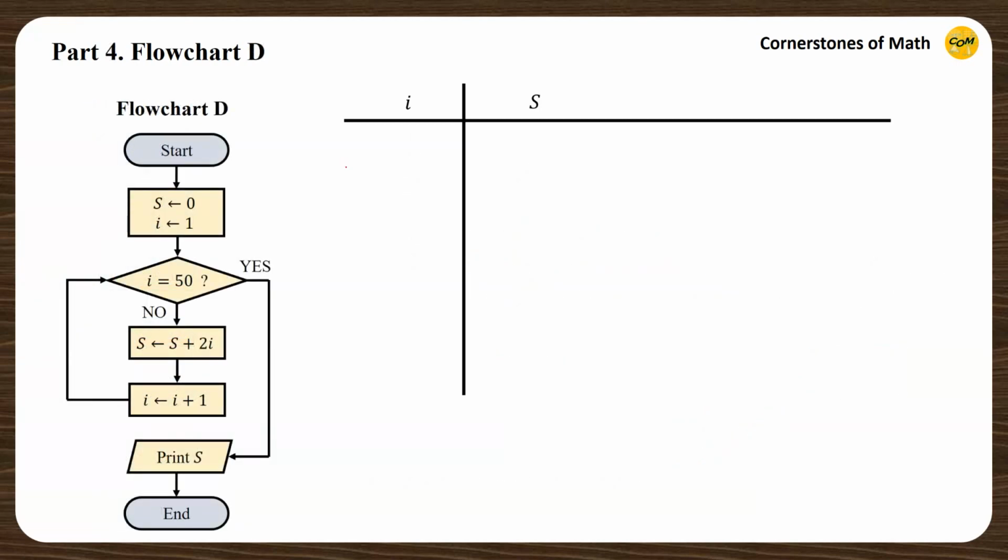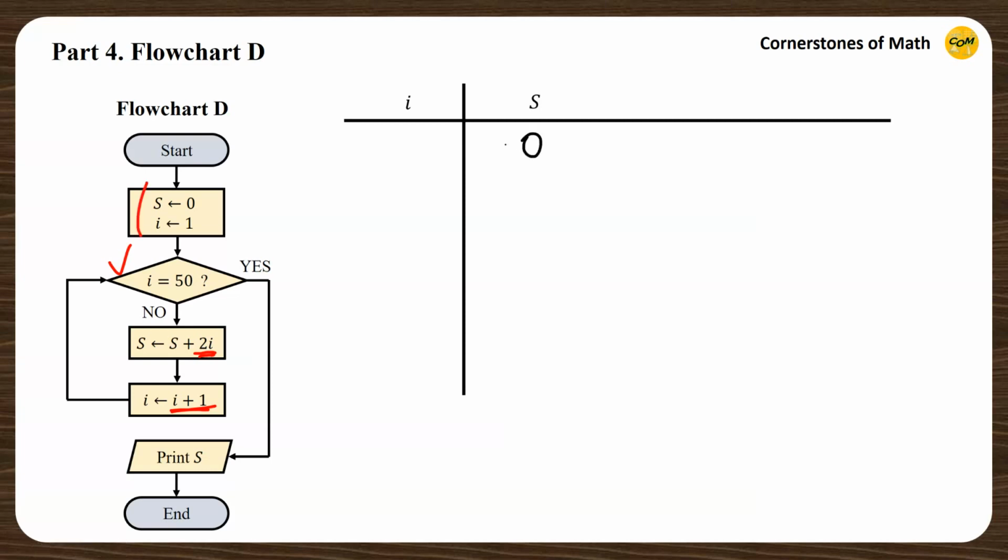And lastly, the Flowchart D. The biggest difference that you can immediately notice is this part right here. Now the conditional operation is placed before adding 2i to S and increasing the loop counter. Tracking the values of S and I is really simple because we have already done it multiple times.